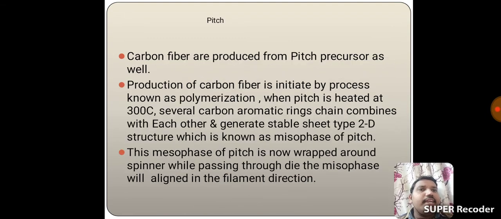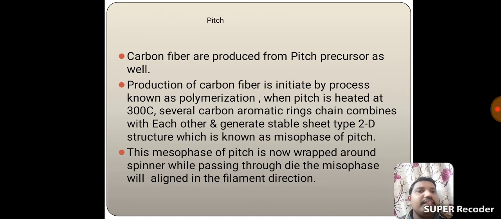Next one, pitch precursor. Carbon fiber is produced from pitch precursor as well. Precursor means the raw material which is used in carbon fiber preparation. Production of carbon fiber is initiated by a process known as polymerization. When pitch is heated at 300 degrees Celsius, several carbon aromatic rings chain combine with each other and generate a stable sheet-type two-dimensional structure, which is known as the mesophase of pitch.